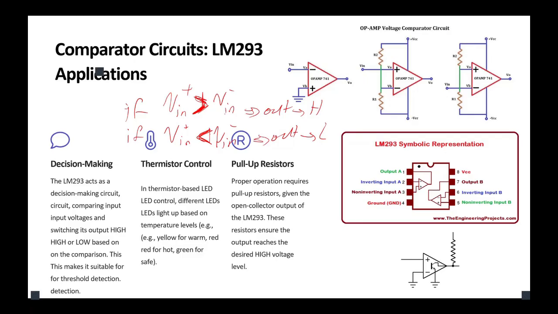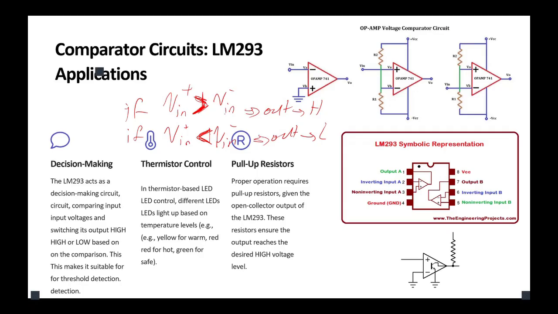Now let's peek a little bit inside the LM293. In the LM293, we have a huge internal gain, somewhere between 100,000 to a million. So imagine if we have a non-inverting input a millivolt more than the inverting one. It gives us like 100 volts at the output.